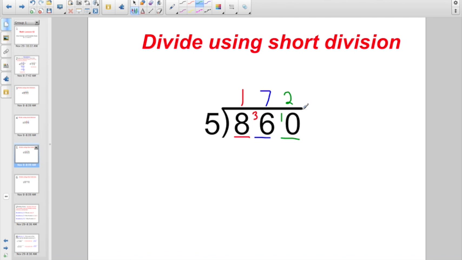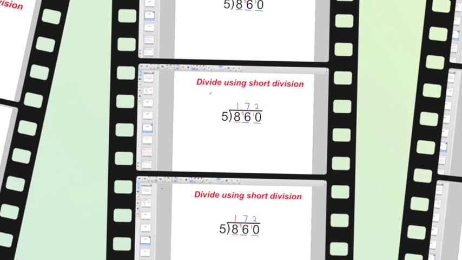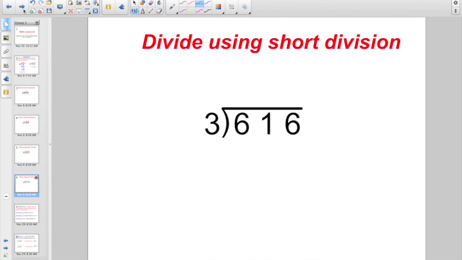I'm all done dividing for a quotient of 172. One last one here. Let's take a look. Again, we're going to start on the first digit. 6 divided by 3. Sounds to me like it divides in there 2 whole times.